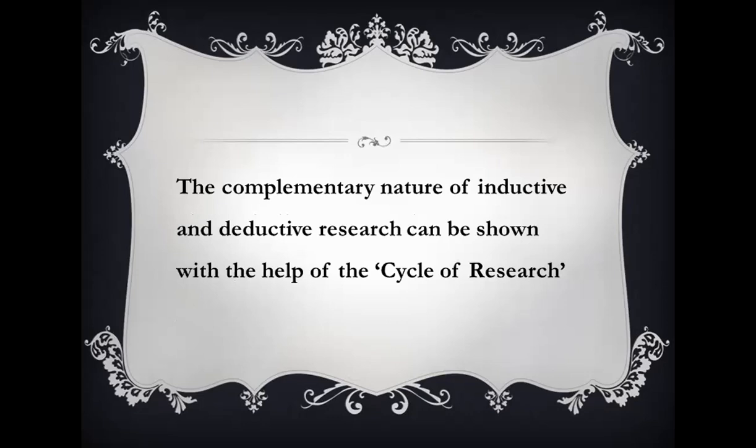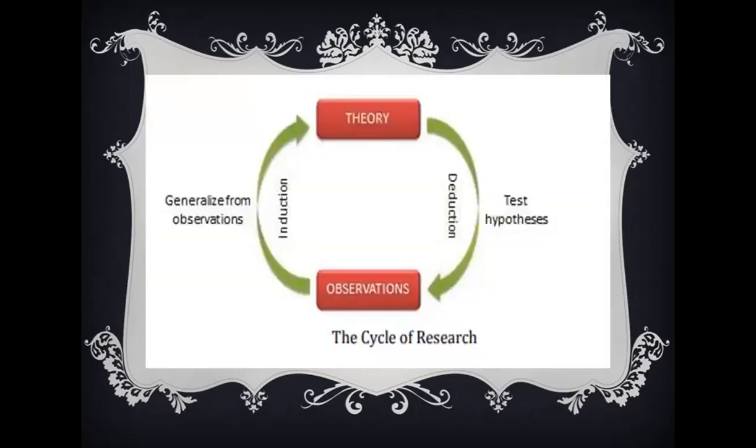The complementary nature of inductive and deductive research can be shown with the help of the cycle of research. So why do we use this concept, the cycle of research? It is used to understand the complementary nature of inductive and deductive research. Look at this figure. It shows the cycle of research. At the top, we have theory, and at the bottom, we have observations.